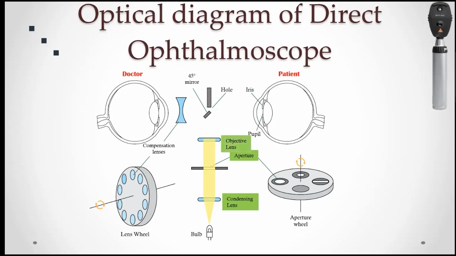Then it passes through the objective lens. This objective lens helps us to focus the light onto the 45-degree mirror. This 45-degree reflecting mirror helps to reflect the light to the patient's eye. The light reflected from the patient passes through the disc lens wheel to the examiner. Here the disc lens is used to compensate for the refractive power of either the doctor or the patient.